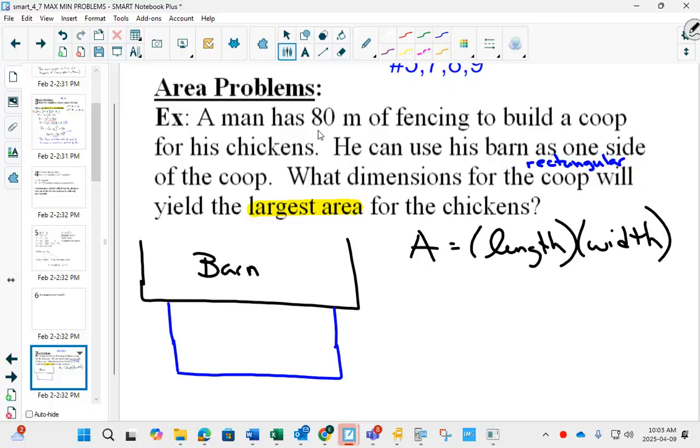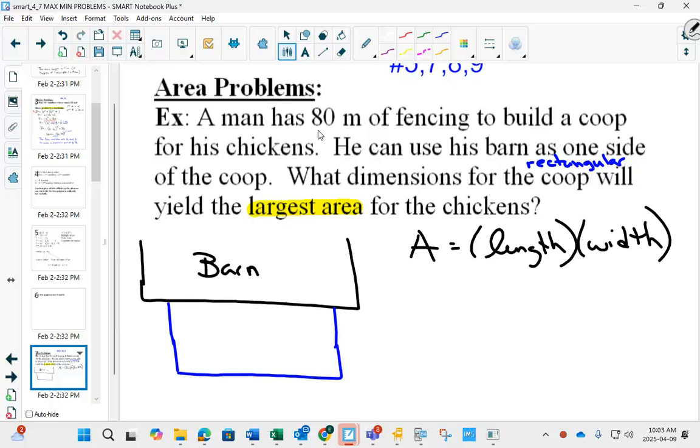Let's pick another number. 30. If he's 30 here, this side would be 30, and this side would be 20, because it has to add up to 80, right? And those give different areas. One had an area of 800, one had an area of 600. So definitely the one is better, more space for his chickens.